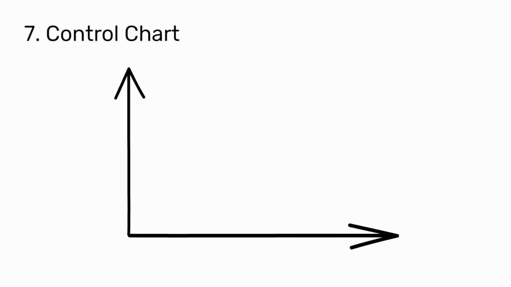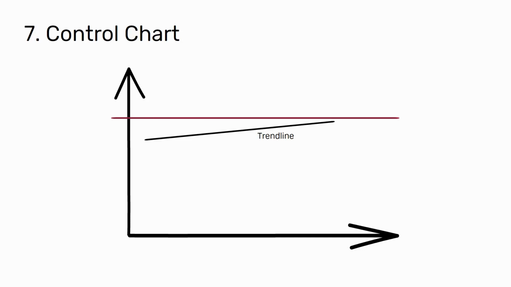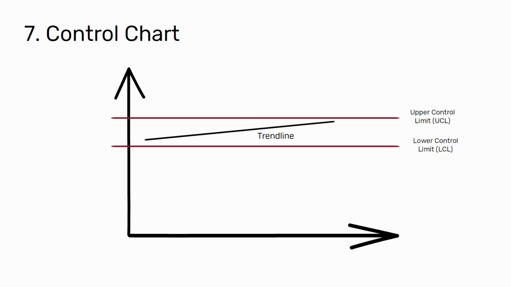7. Control chart. Control charts are used to monitor the variation of a process and its relationship to the mean. A control chart is a graphical representation of data. It includes a trend line, upper and lower control limits, and points plotted on the graph. Control charts help monitor processes such as manufacturing, construction, engineering projects, and quality assessments.